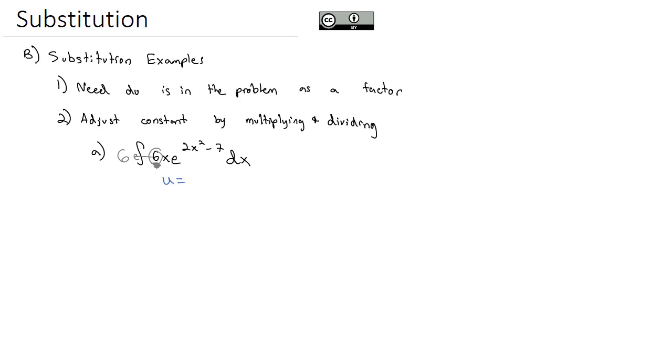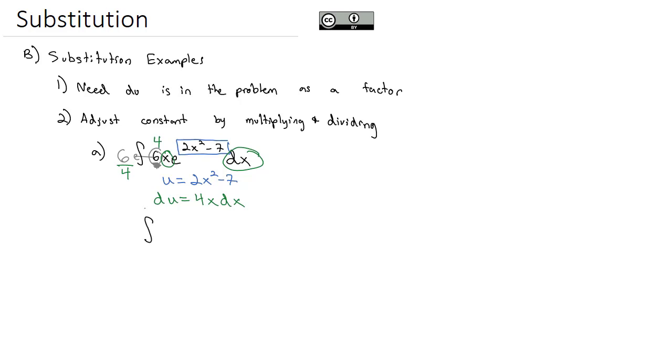But if I make u equal to that entire exponent, u is 2x squared minus 7, that would become e to the u power. We like e to the u power, and we can take the derivative of u as 4x dx. There's already a dx. There's already an x. We need a 4. And that's that constant we can adjust. I can multiply by a 4 inside the integral as long as I keep balanced by also dividing by 4 outside the integral.